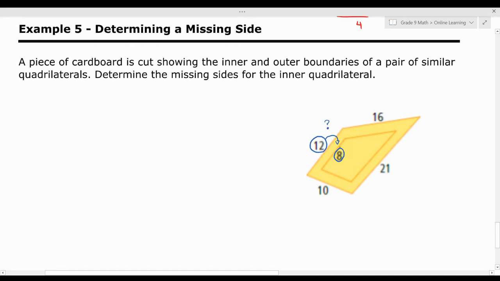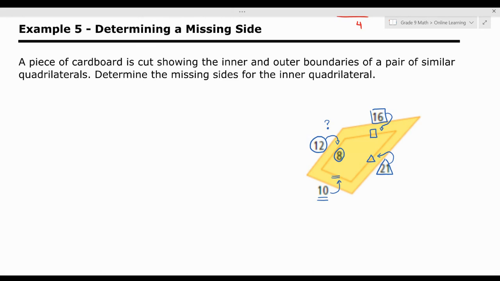Well, whatever that value is, it would have to also get applied to the 16. So the exact same value would get applied to give you this length. It would also have to get applied to the 21, exact same value. Okay, it would have to get applied here. And then it would have to get applied to the 10. So then the exact same value. What did you multiply it by? So what did you reduce it by to get that inner length for that inner quadrilateral?